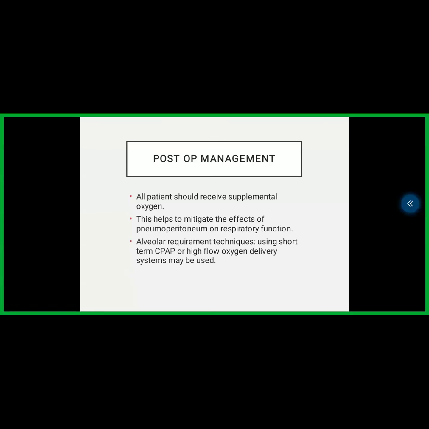Then all patients, after laparoscopic surgery, should receive supplemental oxygen. This helps to mitigate the effects of pneumoperitoneum on the respiratory function. Alveolar recruitment techniques such as short-term CPAP or high-flow oxygen delivery systems may also be used.